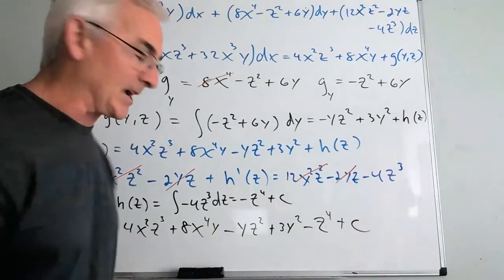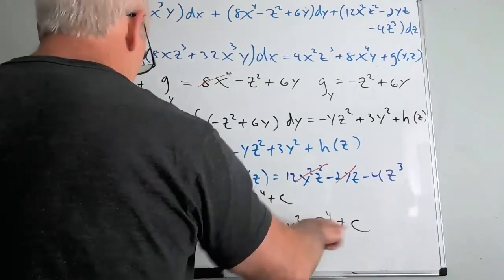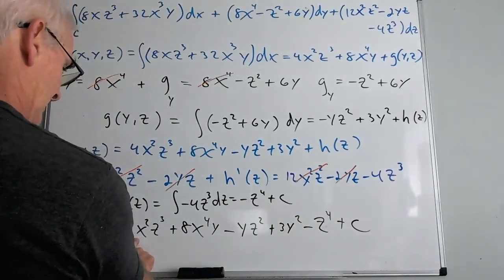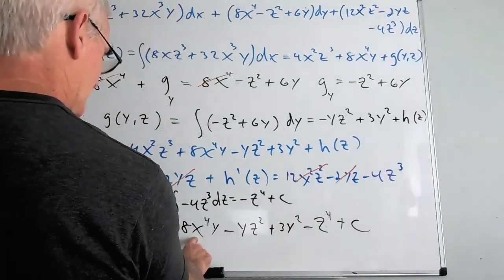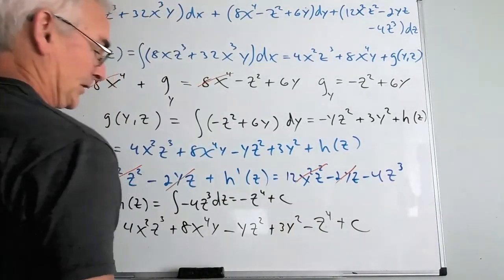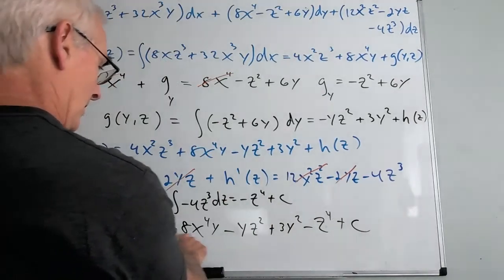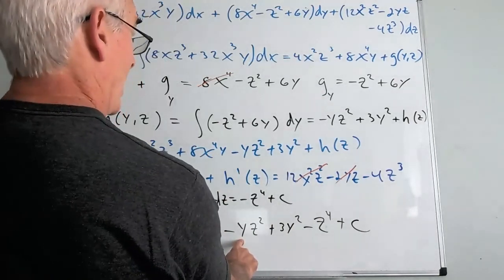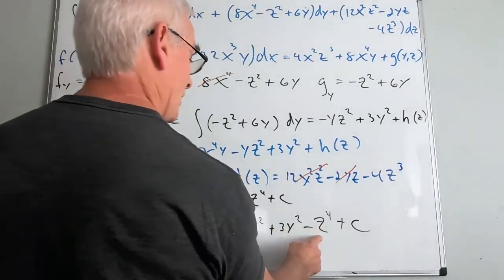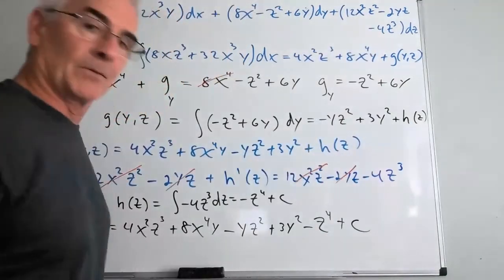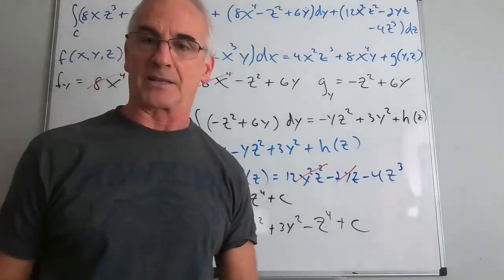So the last check really is take the partial with respect to X. So that would be 8x z cubed plus 32x cubed y. Okay, great. What about the partial with respect to z? 12x squared z squared minus 2yz minus 4z cubed. That's exactly what I have here. You know, that's how long the check takes.